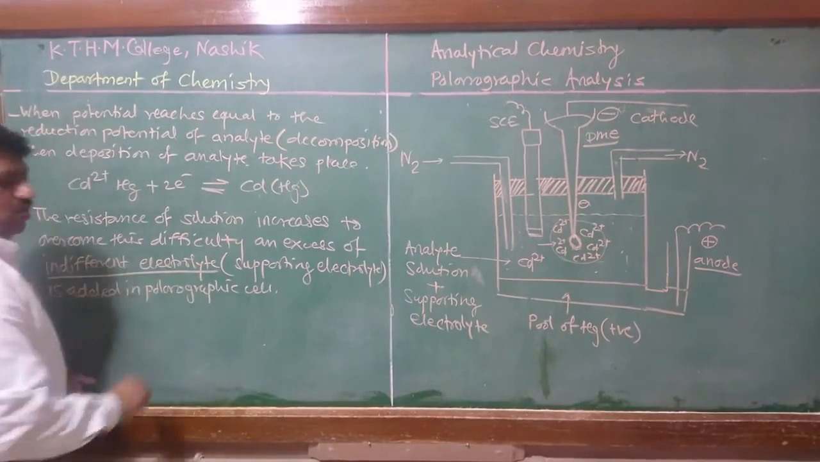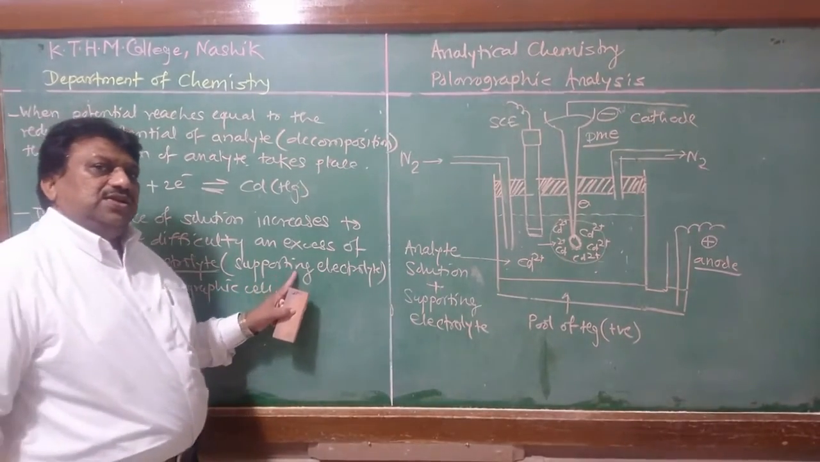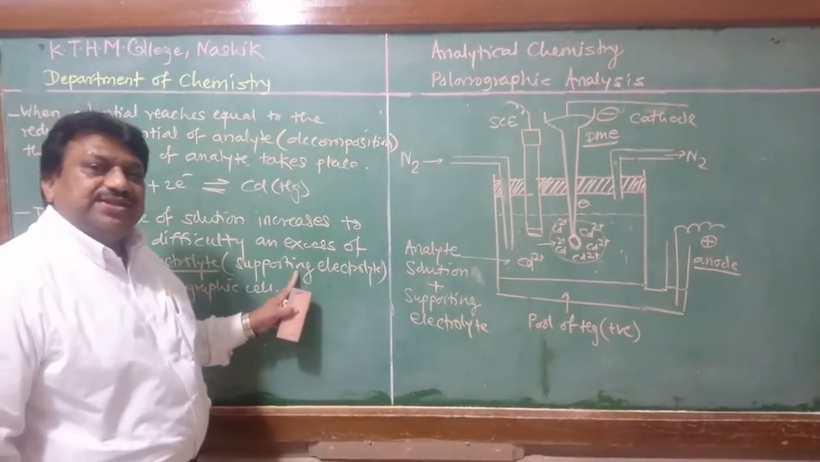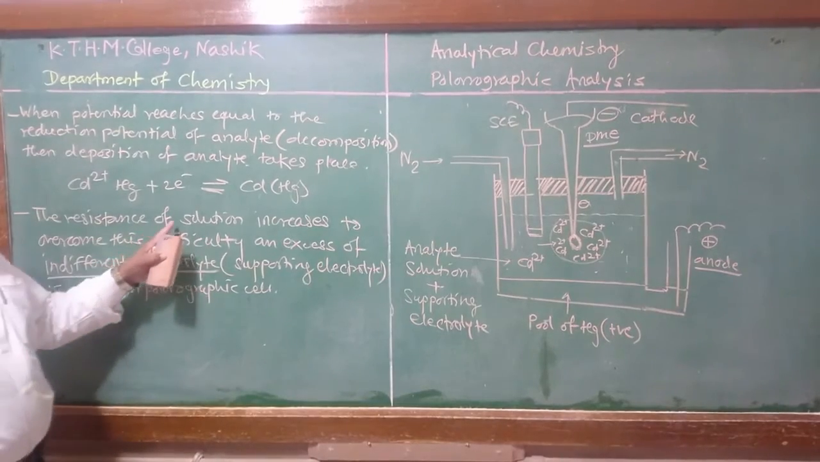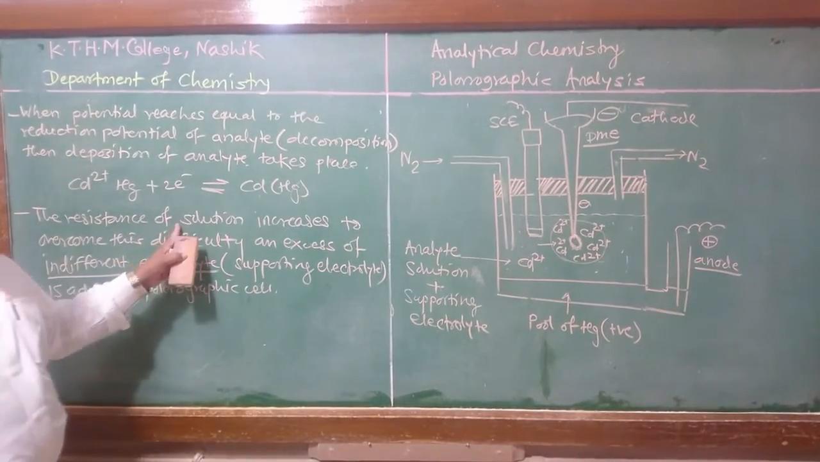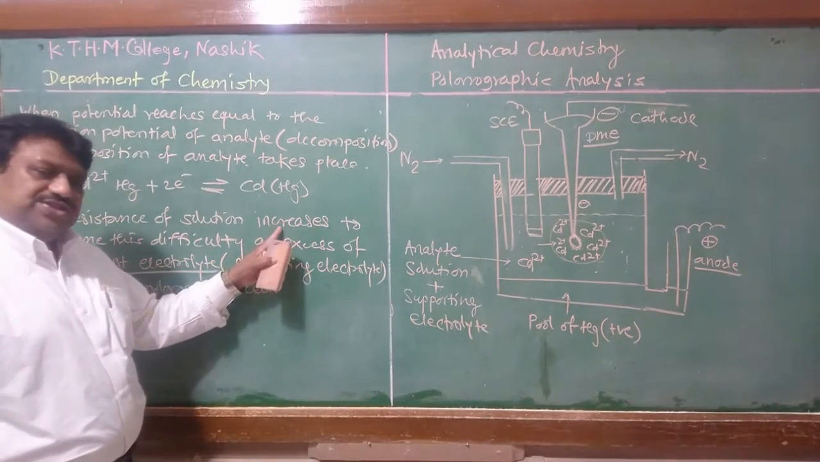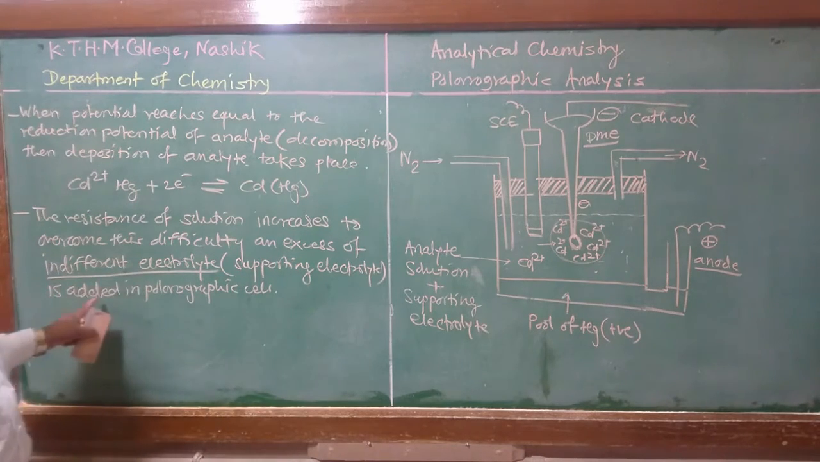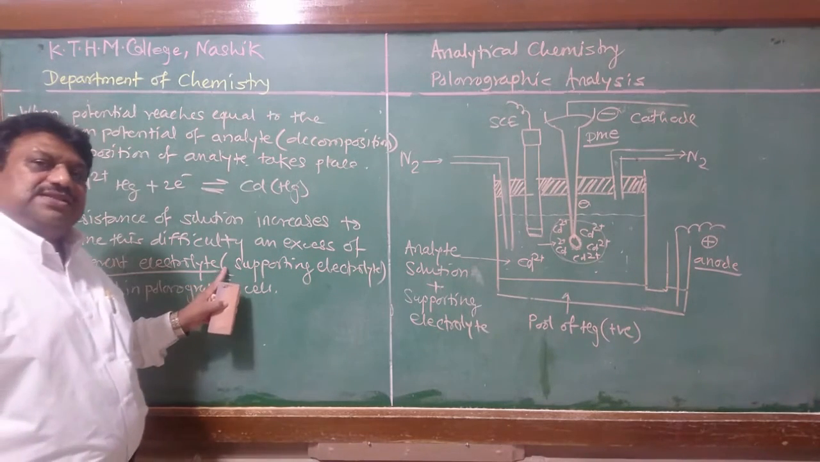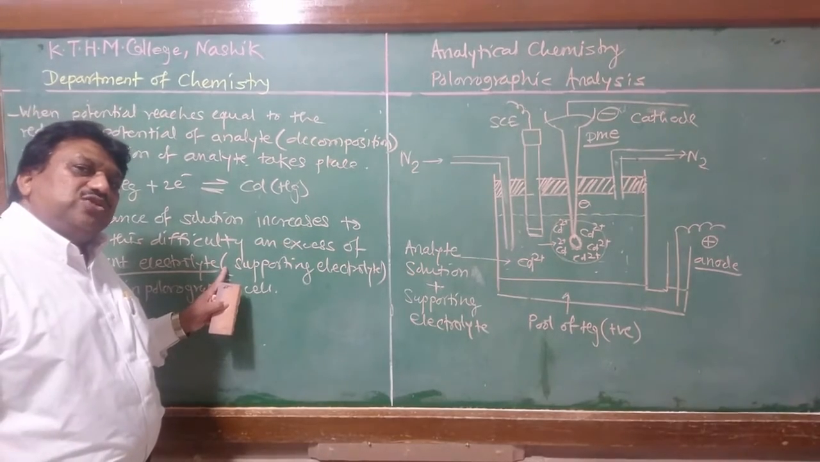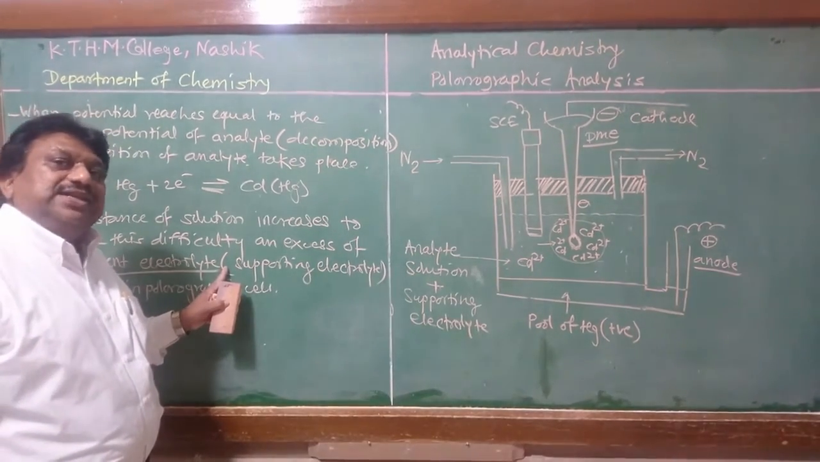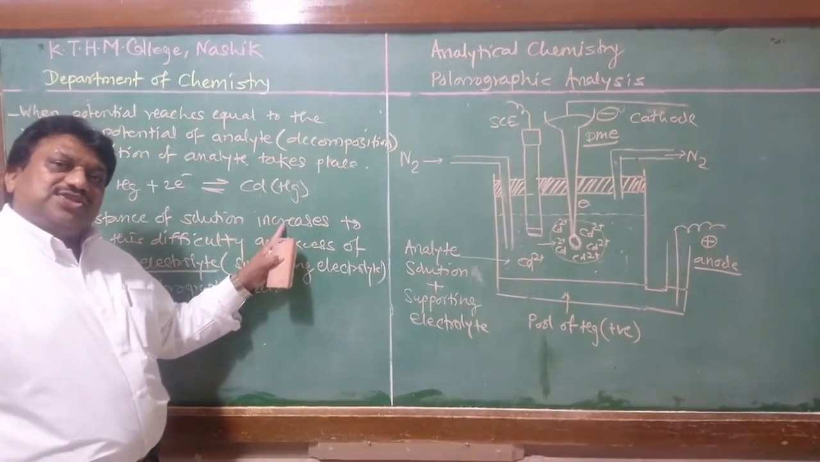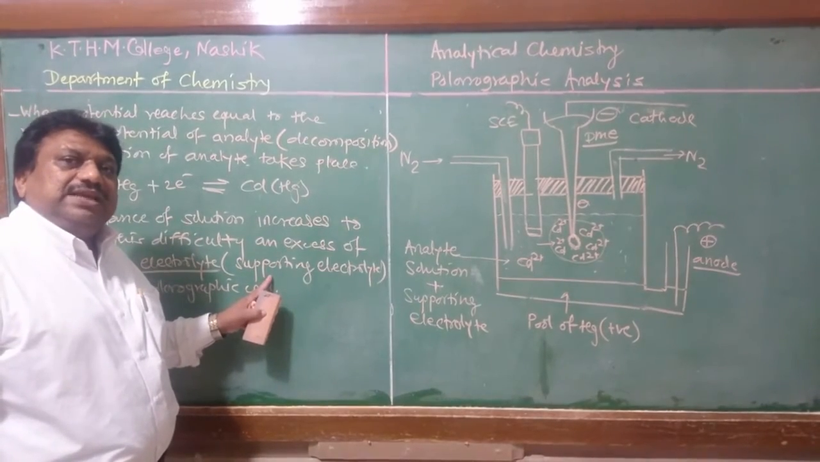The indifferent or supporting electrolyte is an electrolyte whose concentration is 10 times more than the concentration of the analyte, added in a polarographic cell to nullify the resistance of the cell as well as the migration current. The indifferent electrolyte is one which is not reducible at a potential where the analyte reduces. It decreases the resistance of the cell and eliminates the migration current.